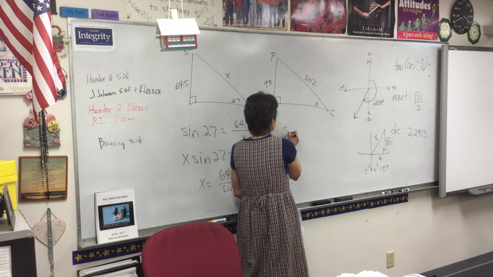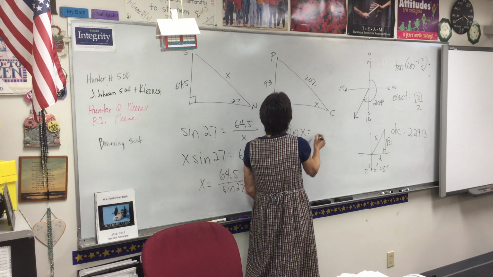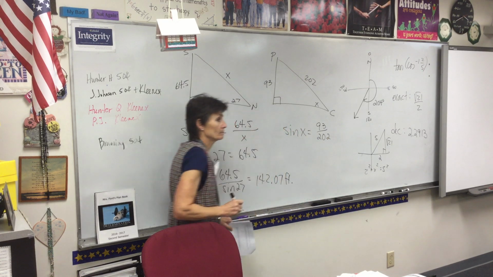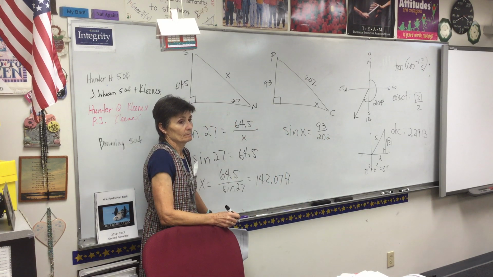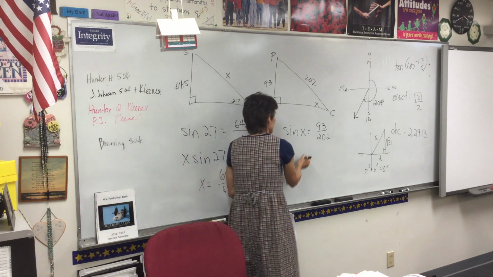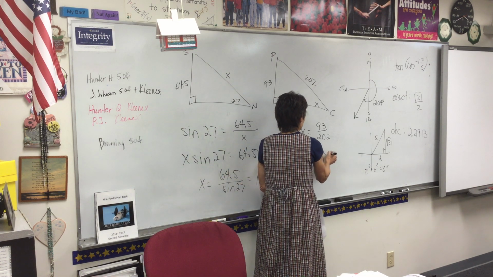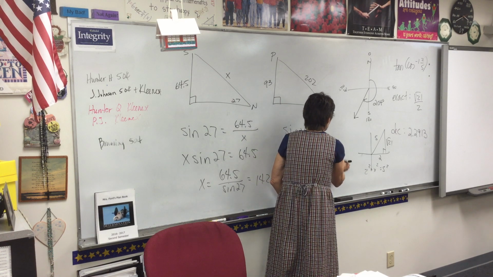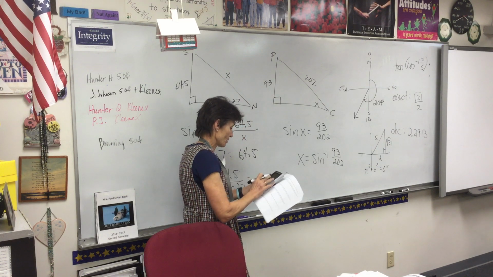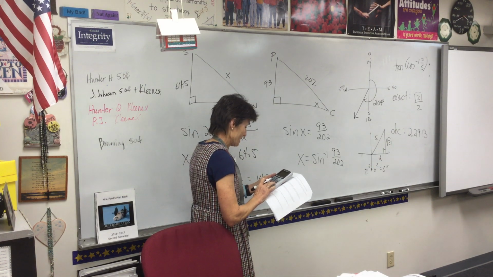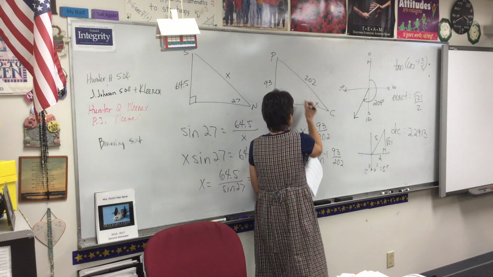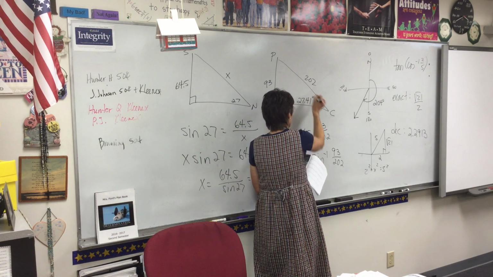Sine again. Sine x equals opposite over hypotenuse. What buttons do I have to press to solve that? Second sine. Remember, if you are looking for an angle, you must do the second thing. So second sine, 93 divided by 202. I got 27.41 degrees.